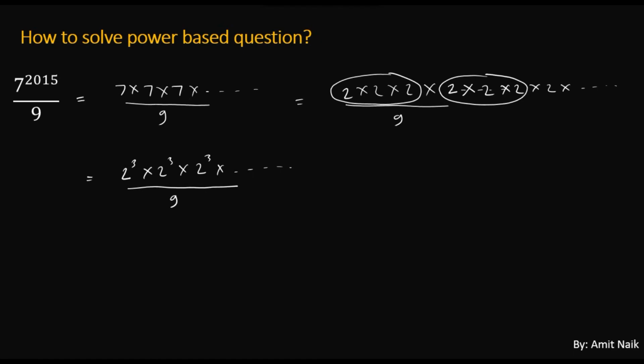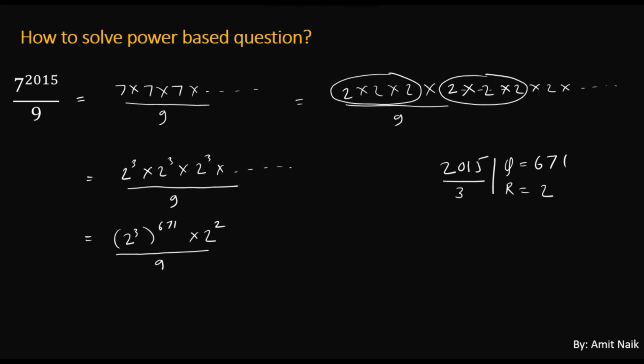Let us see how many times I need to multiply 2 cube. How do we find that? You divide the power 2015 by 3. If you divide this, the quotient is 671, and the remainder is 2 here, which means this 2 cube is multiplied 671 times, and then there are 2 powers left, which is 2 square, divided by 9. Now 2 cube is nothing but 8, so it is 8 to the power 671 into 2 square, divided by 9.